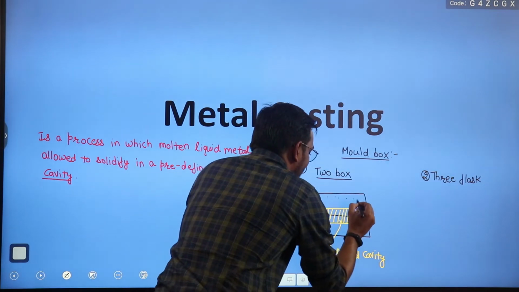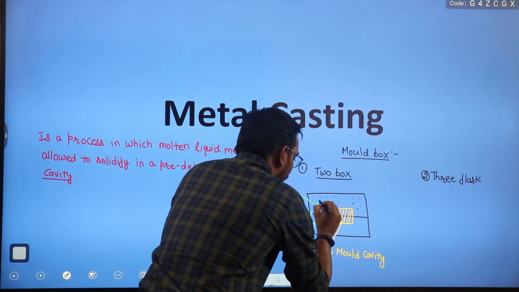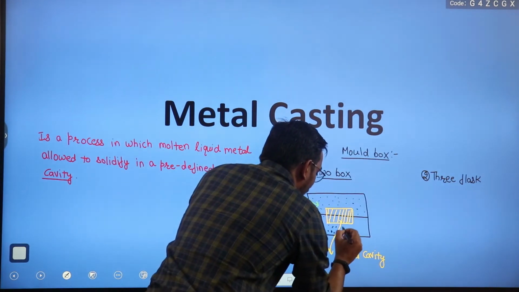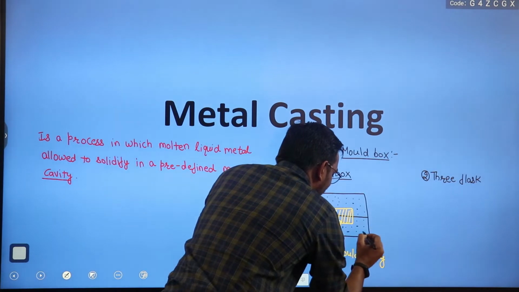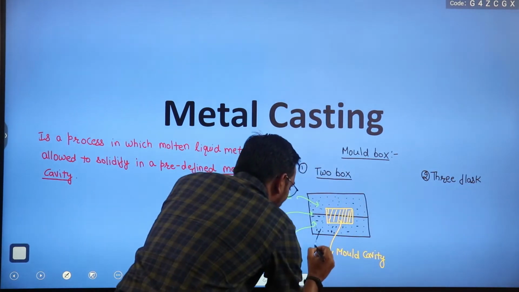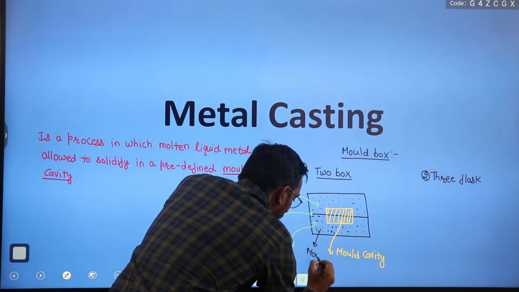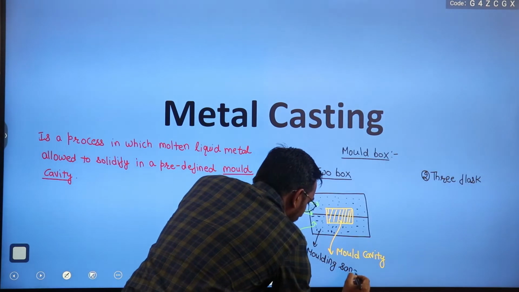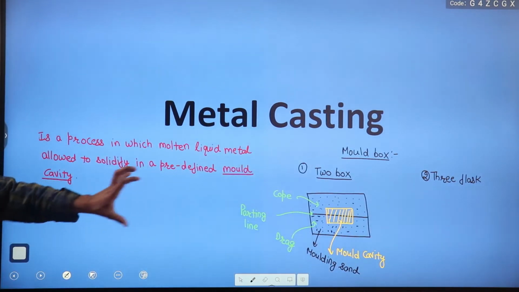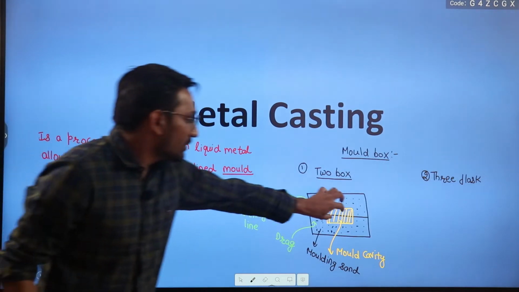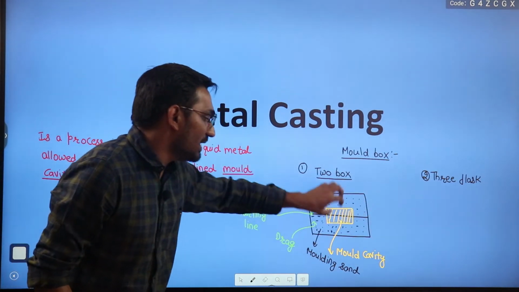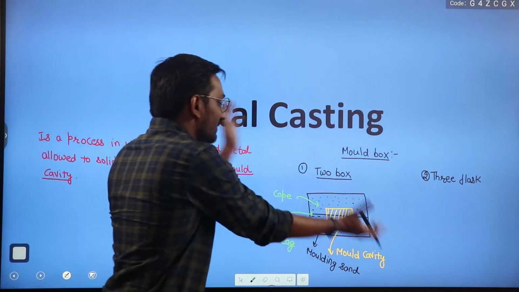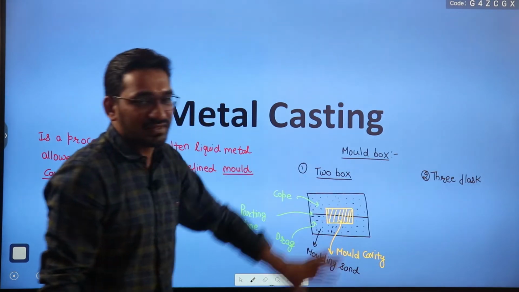Here we have molding sand. This mold can be made of some sand or green sand. This is your molding sand, right? So this will look like a casting product. So this is your product, and in this mold cavity we will fill the liquid metal, and after solidification, we will break these two boxes and take out this product.